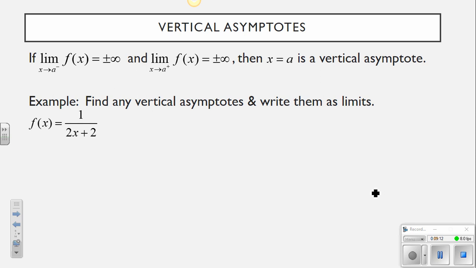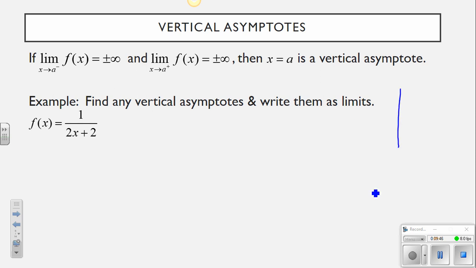All right, so here we go with the vertical asymptotes idea. We kind of did this with our first example, but this is going to be the formal definition of what a vertical asymptote is. So in calculus, if you have the limit as x approaches a from the left of f of x equal to either plus or minus infinity, and the limit as x approaches a from the right of f of x equals plus or minus infinity, that means that you're going to have a vertical asymptote at x equals a.